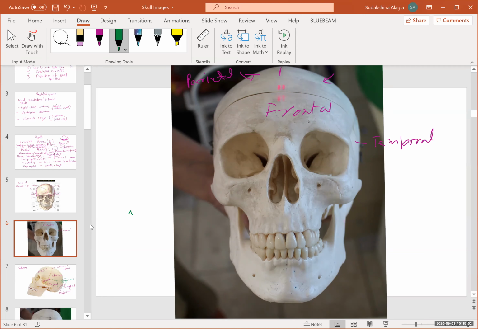Do I see a notch? Yes, I do see a notch right there. It's not as visible on this side because these are plastic bones, but yes, it's visible right there. Supraorbital notch. So basically we'll call that supraorbital notch.